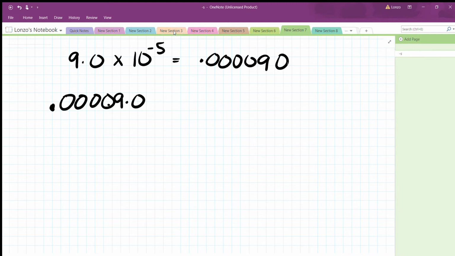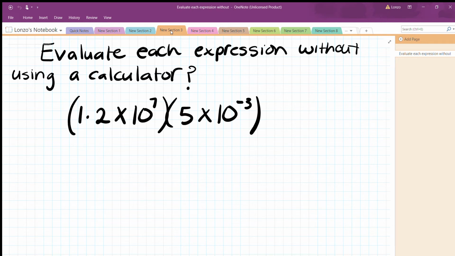Okay, now we have to evaluate each expression without a calculator. So we have 1.2 times 10 to the 7th times 5 times 10 to the negative 3. What you don't want to do is write it in whole numbers and then multiply. You don't want to do that. So what you can do is multiply the whole numbers, 1.2 and 5. When you multiply 1.2 times 5, you could do this in your head, it's just 6, or 6.0. I'll just write it as 6.